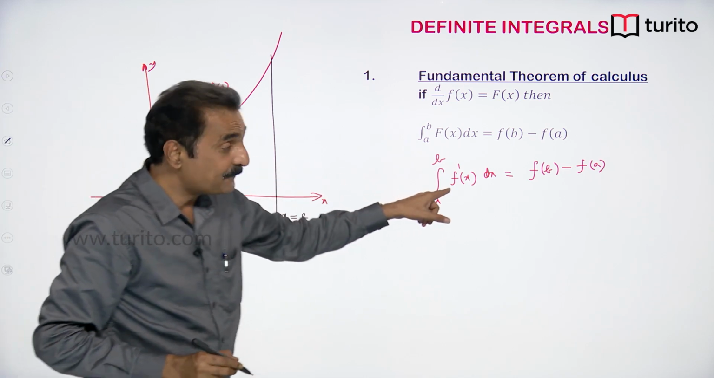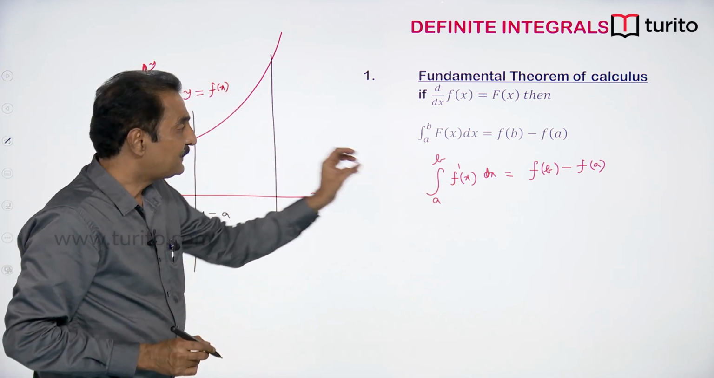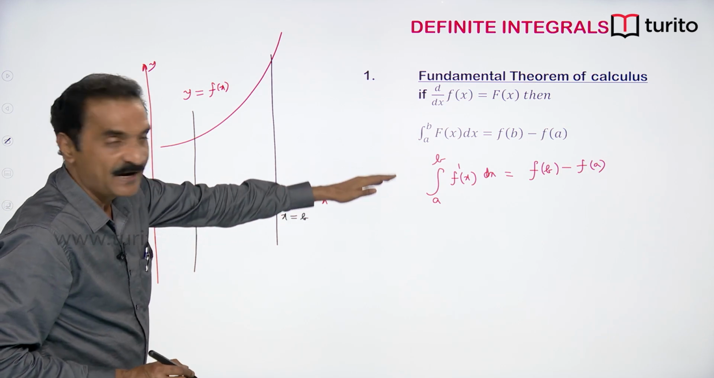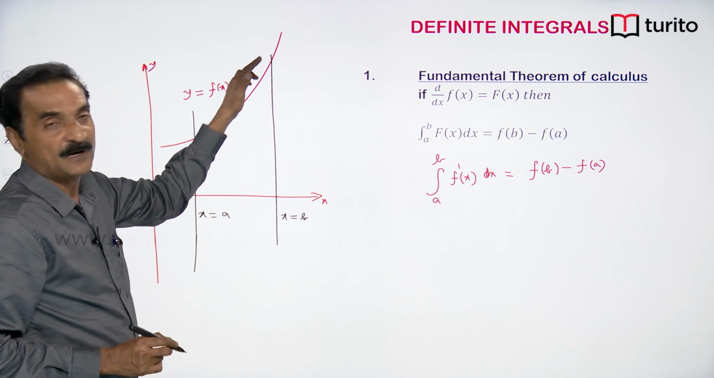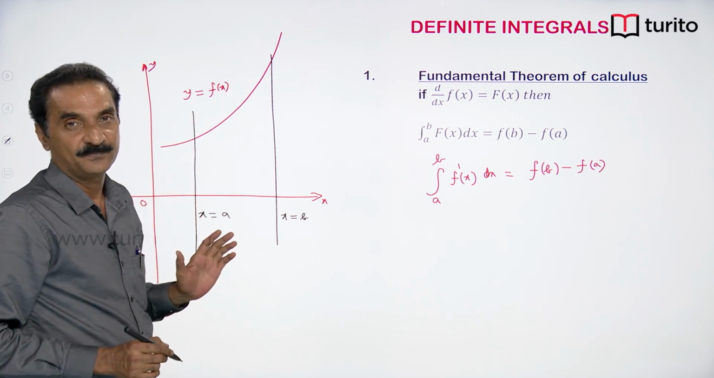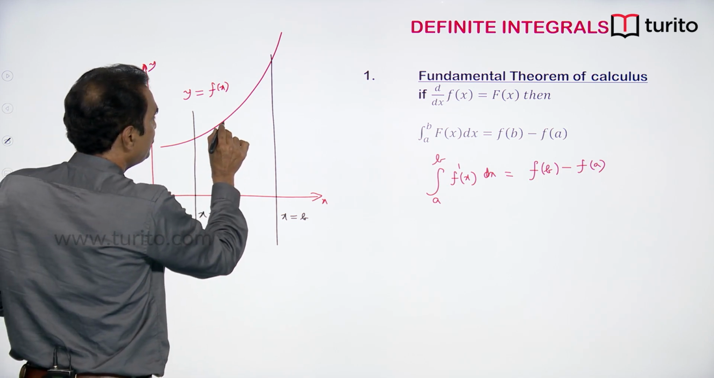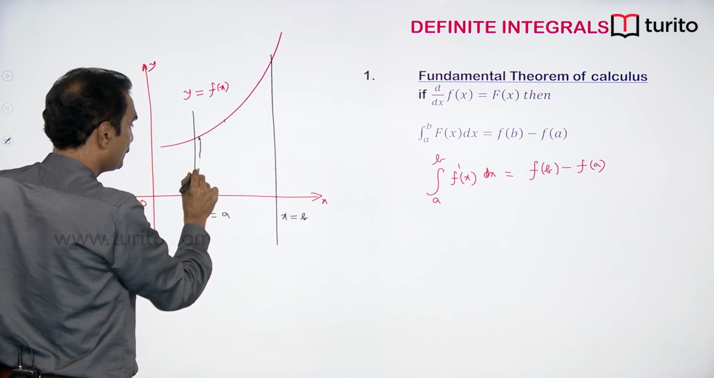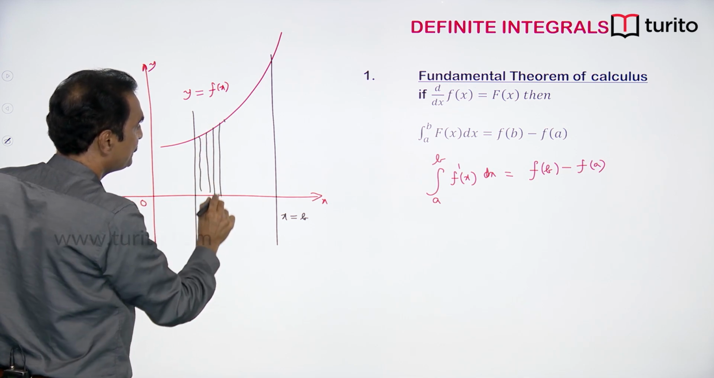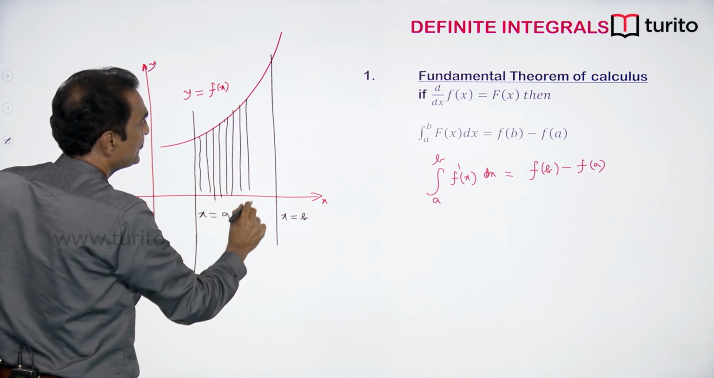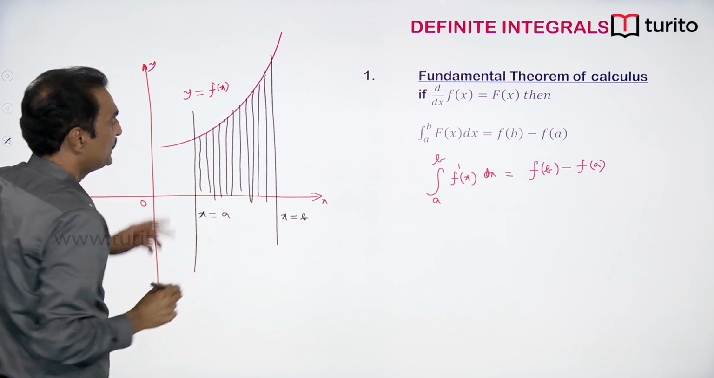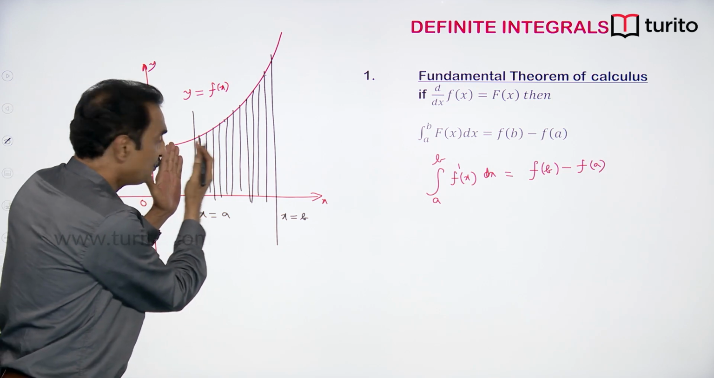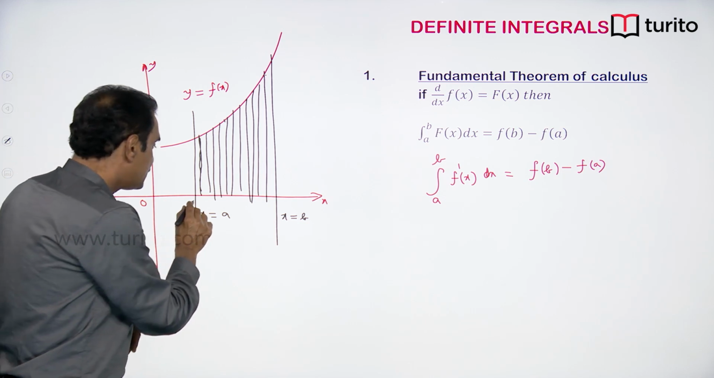You want to integrate f dash x, not f of x. F dash x is nothing but slope of the curve f of x. So integral f dash x between a and b is nothing but the sum of the slopes of the curve f of x in the interval a to b. Okay. Now divide this interval into n equal parts like this. Let the difference between two vertical lines be h. This is h.